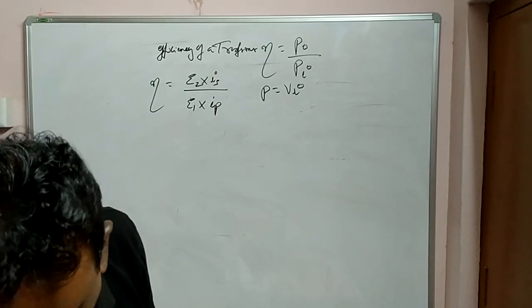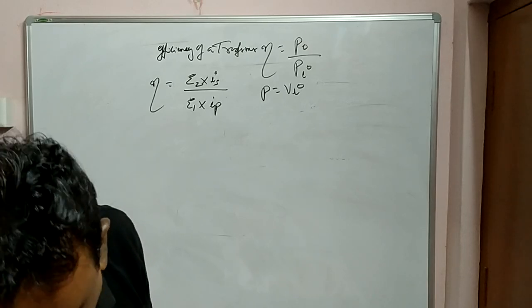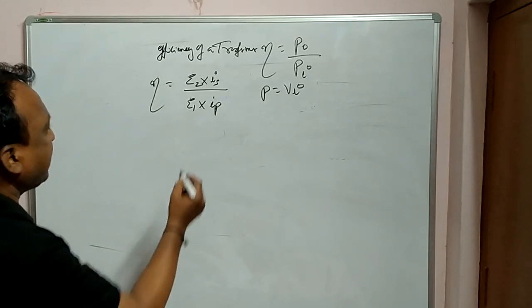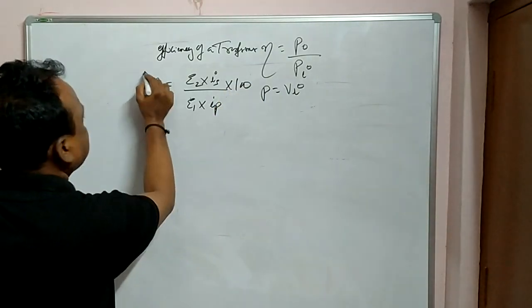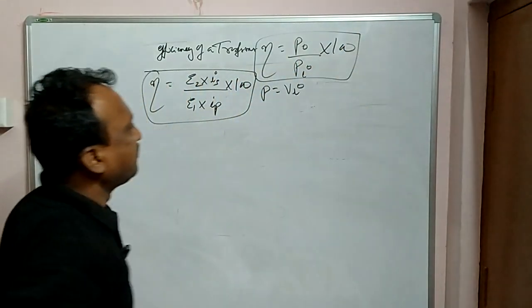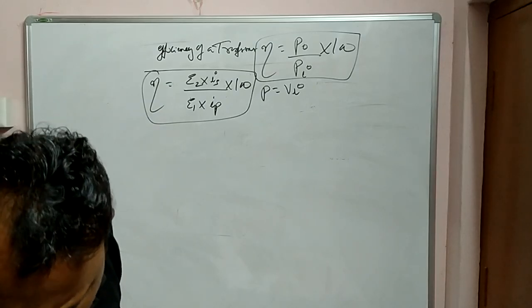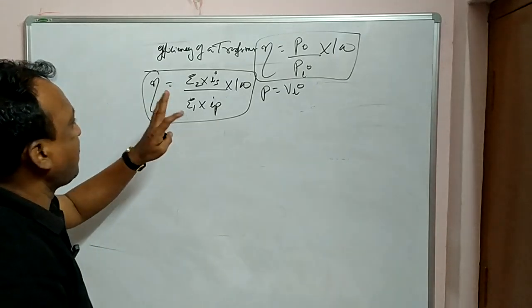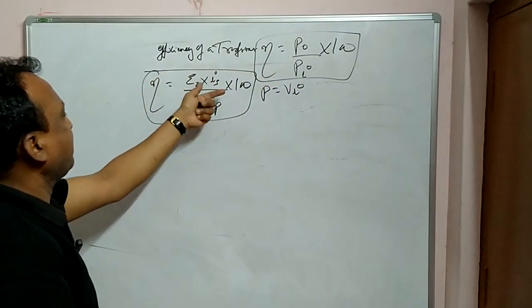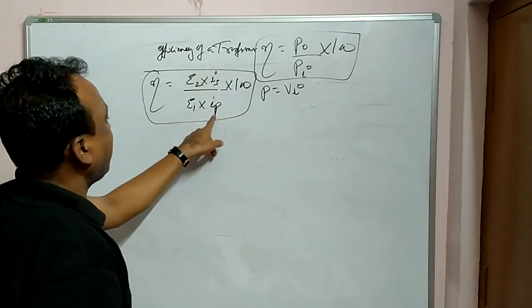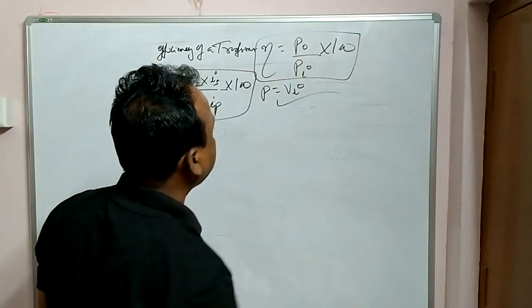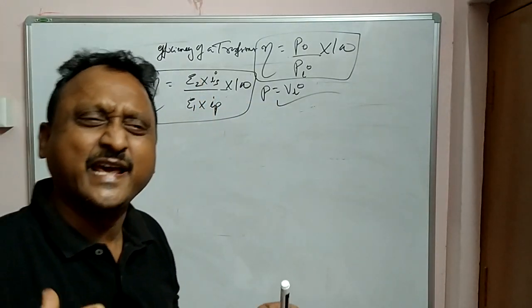Very important formula. In the examination they ask it regularly, efficiency of the transformer. It is also given into 100, please, into 100. So efficiency eta is power output by power input into 100. This is the exact formula for efficiency. Power output means output power V2 I2, power input V1 I1, that is E1 into IP, primary, into 100. Clear?